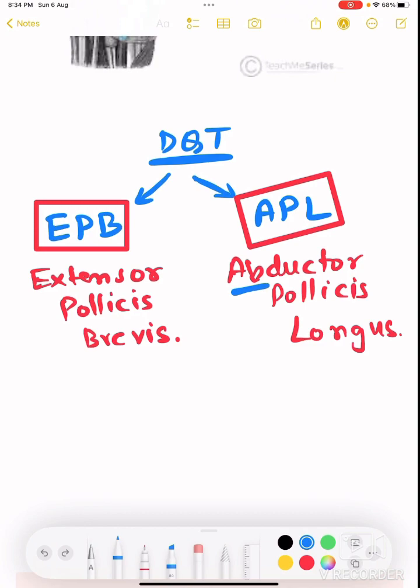They forget the mnemonic, right? So you have to remember it like EPB and APL, EPB and APL. This way you will never get confused, and always remember this A is abductor, not adductor. It is abductor pollicis longus, extremely important.